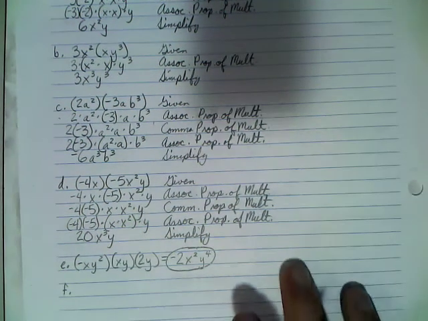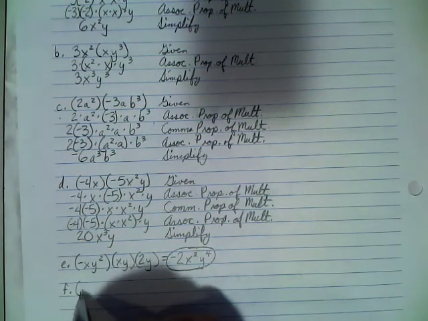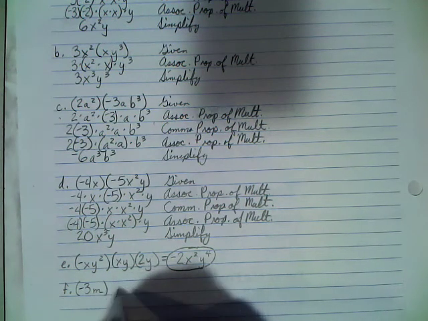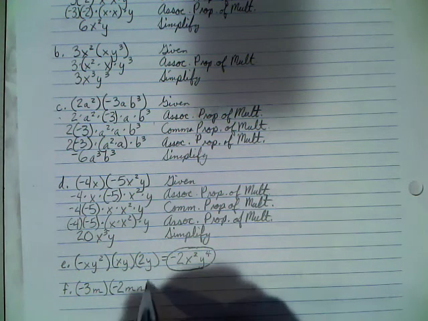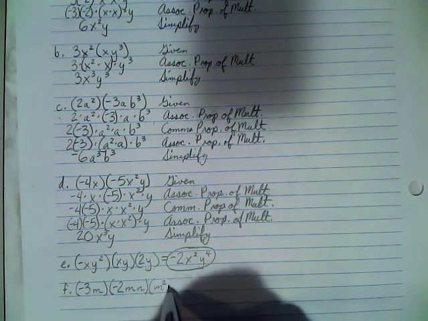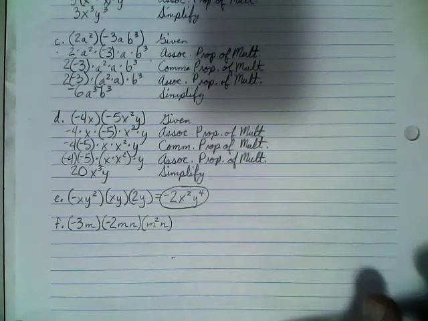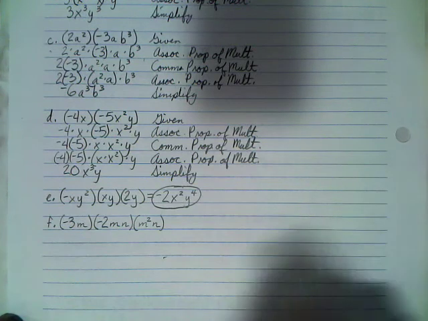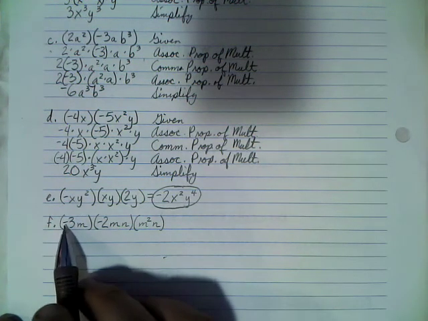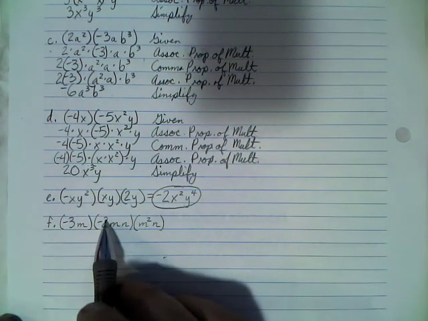F. Negative 3m times a negative 2mn, and then times m squared n. So again, we're going to start with the numbers, and then we'll move on to the variables one at a time. So the number here is a negative 3 times a negative 2. So negative 3 times negative 2, it would be a positive 6 because the two negatives would cancel.